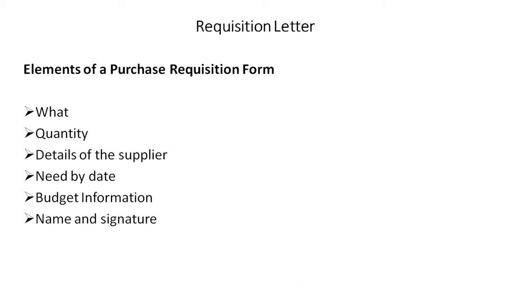Now the details of the supplier. What is the address? Vedanta Book House, the address of the book house. So these are the details of the supplier. Then you have to also fix the date for delivery. I need it by the 25th, or I need it before the 15th. So you have to specify the date by which you need the items.